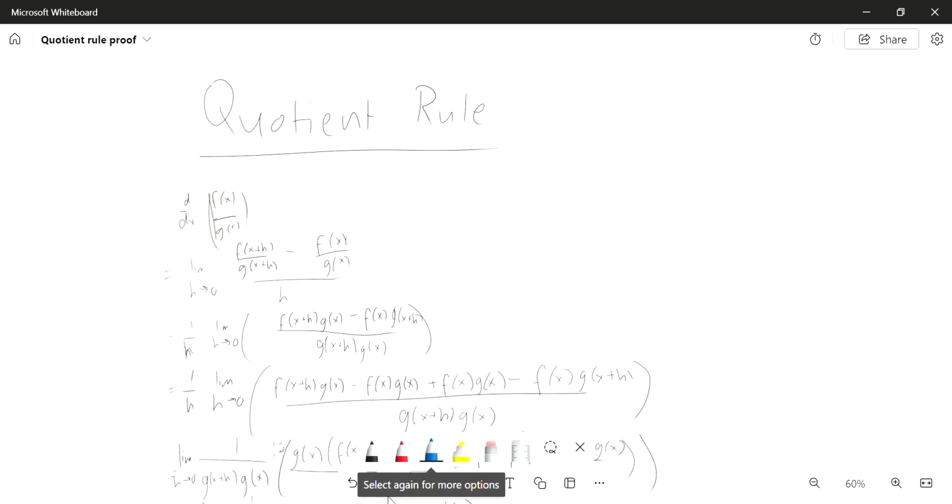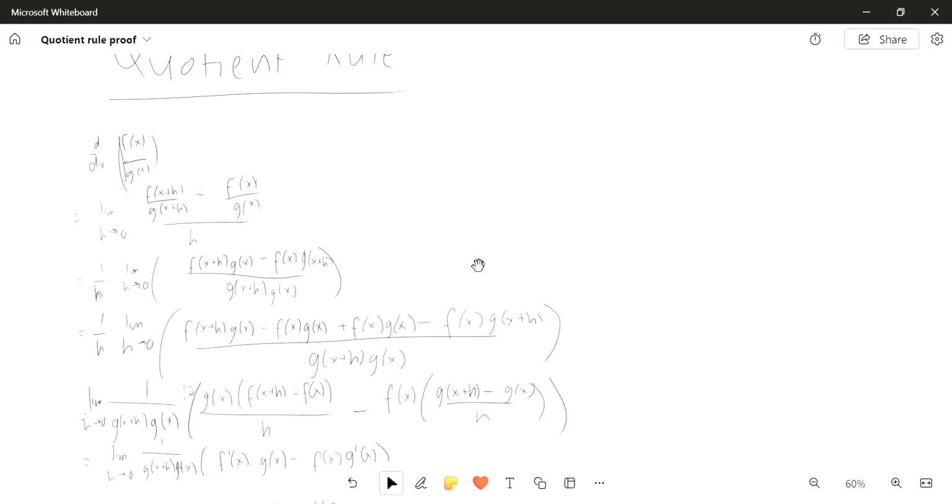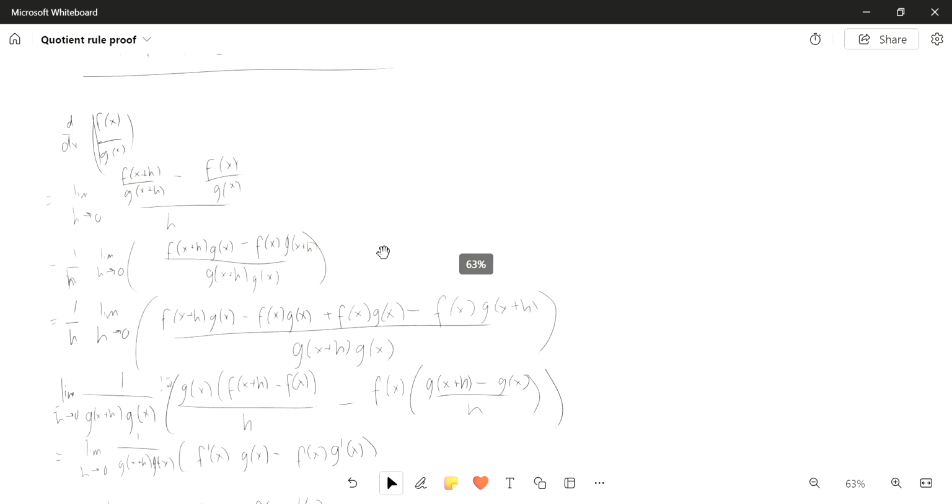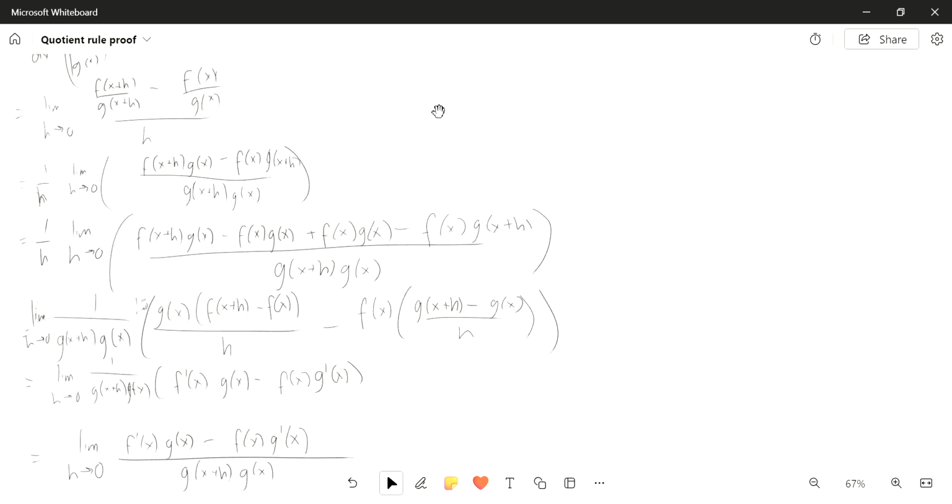Now the next step is I subtract and add f of x multiplied by g of x, so that I can actually get a limit definition type of thing. I did the same thing with the product rule too. I subtracted f of x times g of x so that I could take the common factor of g of x out, and then I get a proper limit definition. It's the same thing here, except I take negative f of x out and I get a proper limit definition.